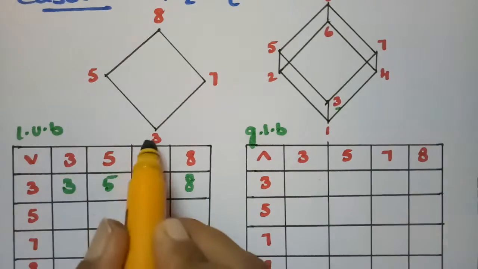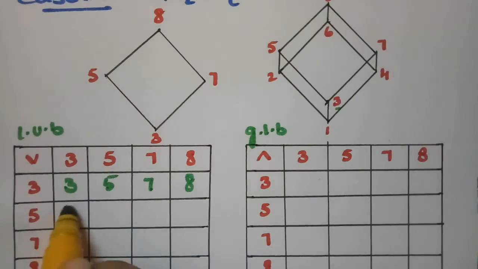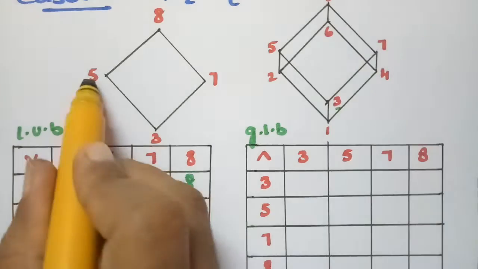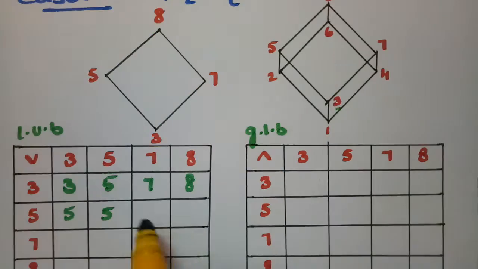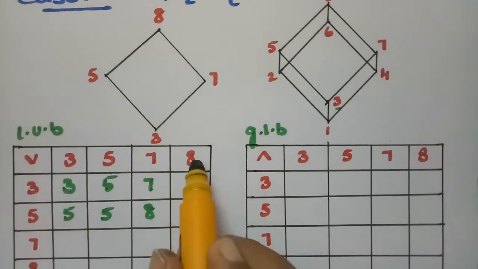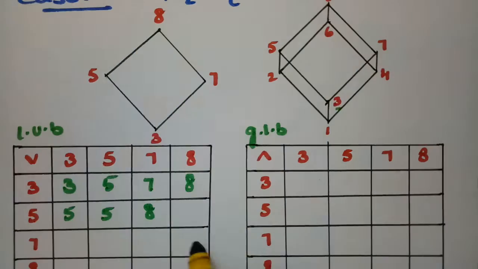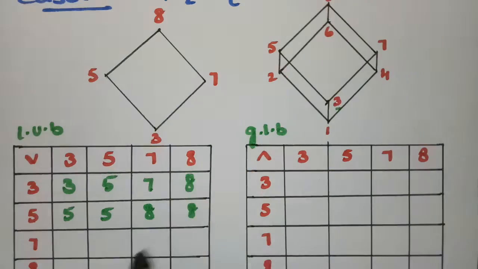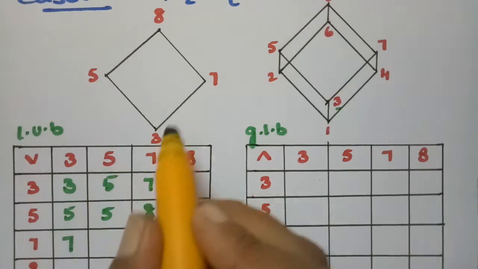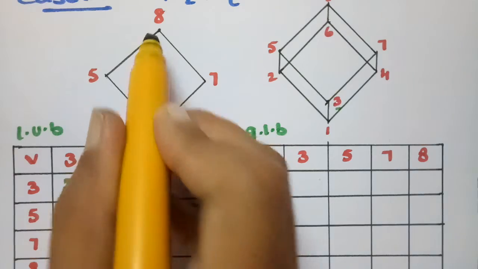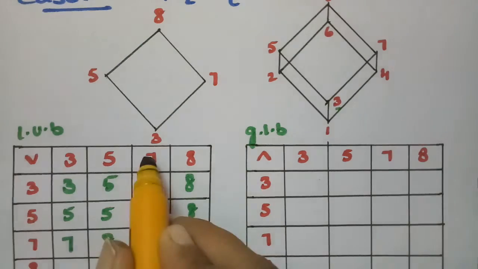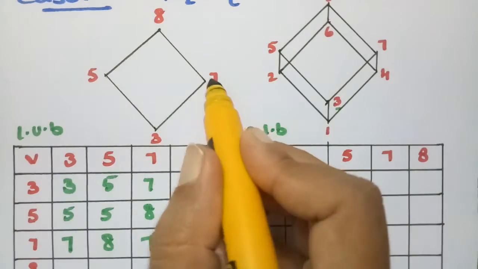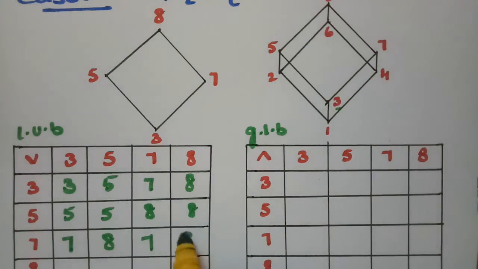For 5 and 3, 5 is the upper bound. For 5 and 5, 5. For 5 and 7, 8 is the upper bound. For 5 and 8, 8 is the upper bound. For 7 and 3, 7 is the upper bound. For 7 and 5, 8 is the upper bound. For 7 and 7, 7. For 7 and 8, 8 is the upper bound.